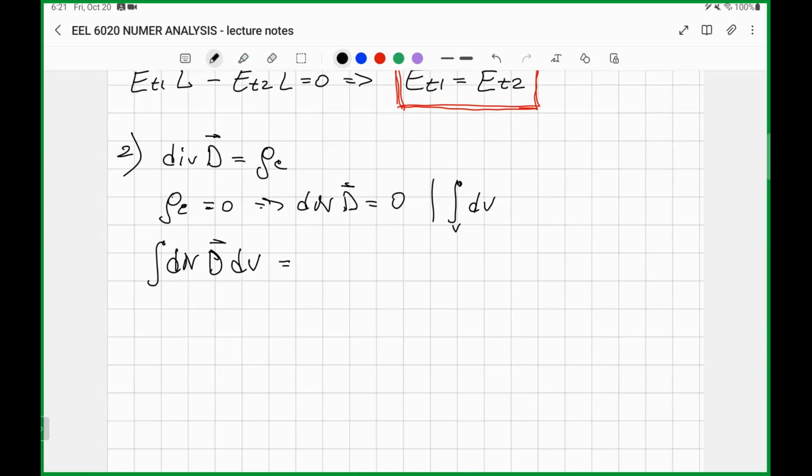So now I'm using the divergence integral theorem. I represent this integral through the flux of the vector D over the surface of this volume, the closed surface, okay? And the integral of zero is zero. Okay, so it's equal to zero. So the total flux of D through the area without charges is equal to zero.